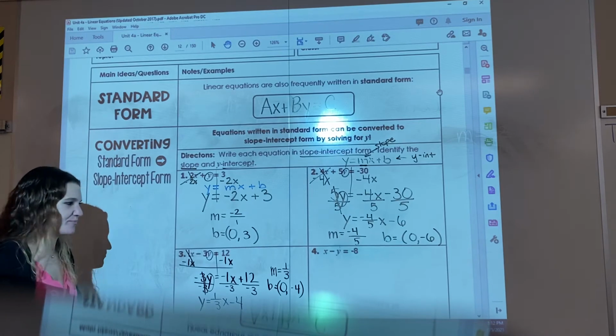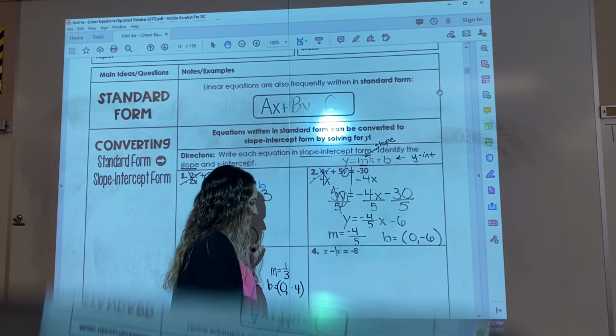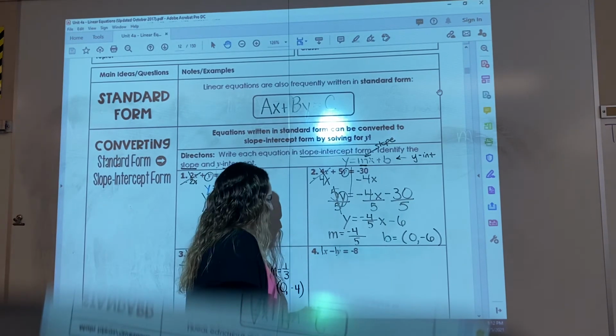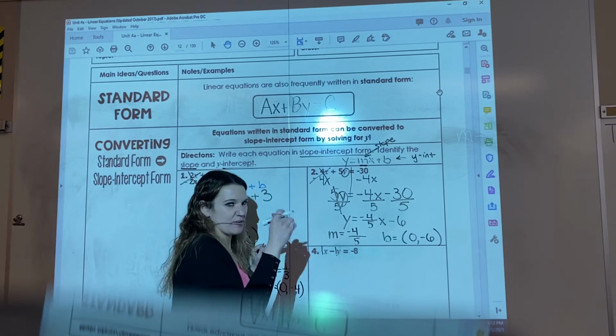All right, number 4. I'm just going to throw a 1 right in front of this guy right here, and I'm going to throw a 1 right in front of that. You definitely don't have to do that, but for me, it helps me to remember when I divide or I have a negative that I don't drop those signs.